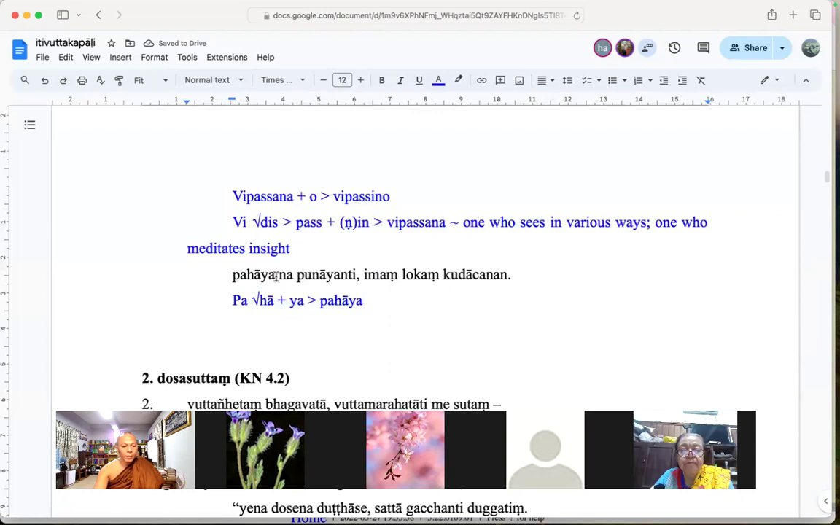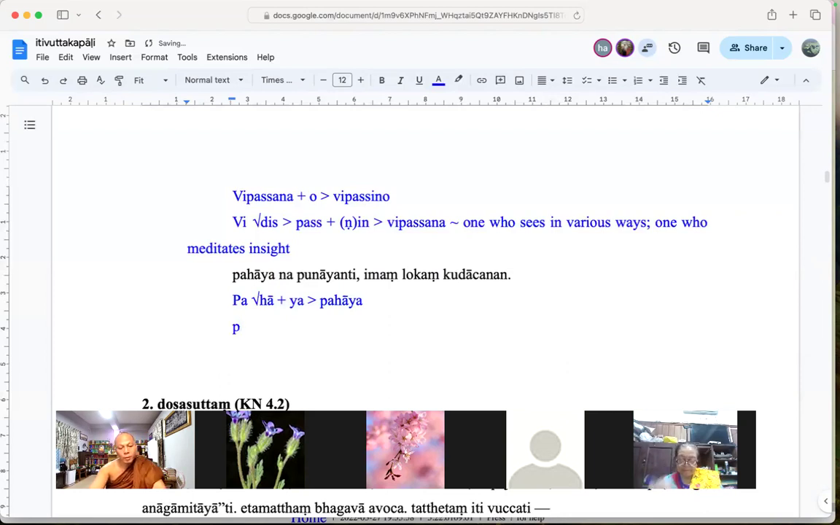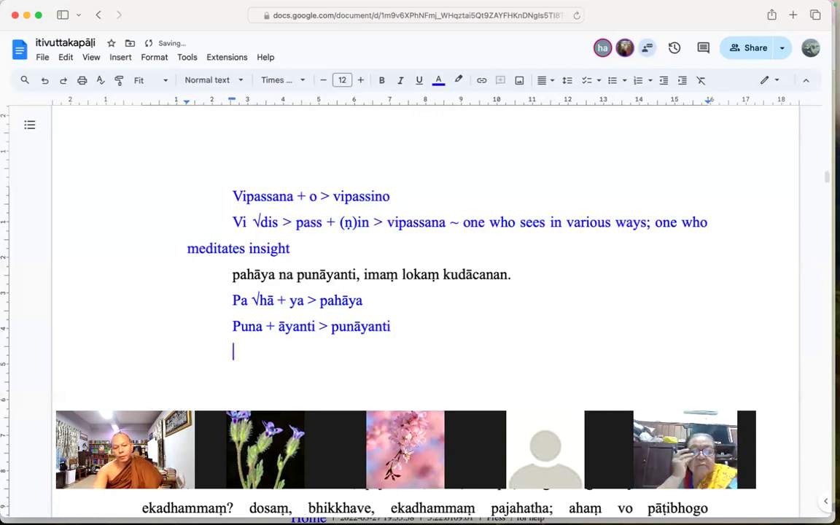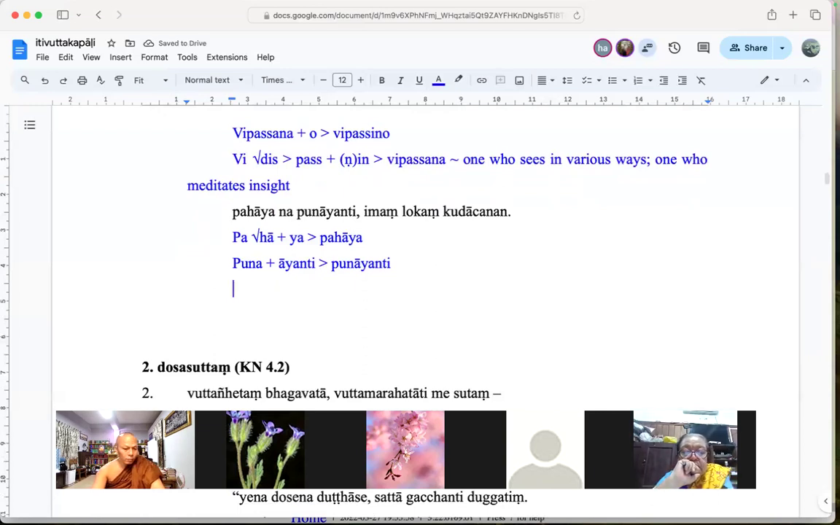And then na punaeyyandi. So punaeyyandi actually should be divided: puna and eyyandi. Then that eyyandi is like agacchati: a prefix, root i meaning to go, but because of the a prefix it means to come, and the sign is a, and then d. So i and d mean come.